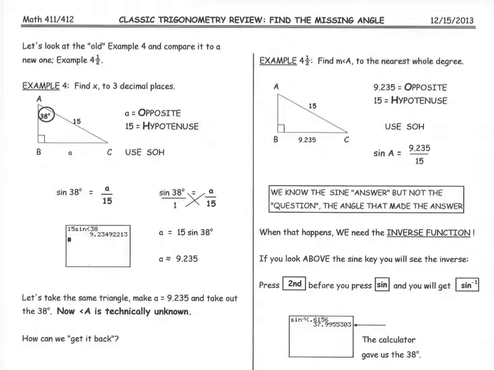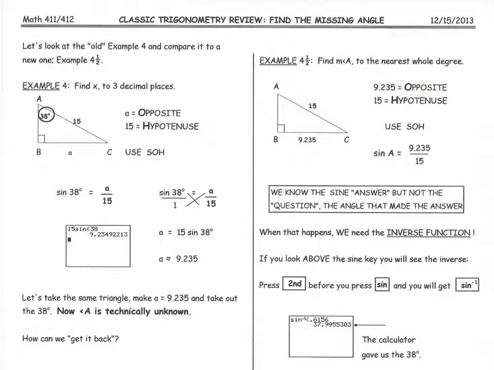So look over here at this example in which I put the 15 on the hypotenuse and the 9.235 over here, but I left angle A blank. How could we figure it out using our calculator? Well, if we're interested in angle A, 9.235 is opposite, and 15, as always, is the hypotenuse.